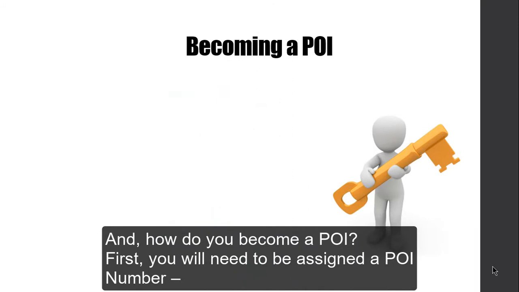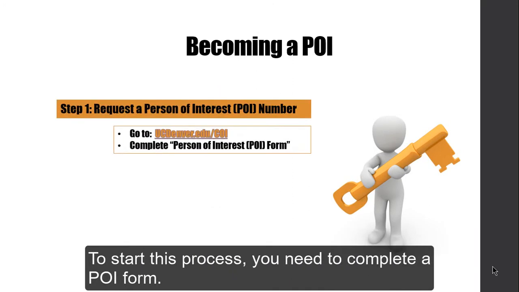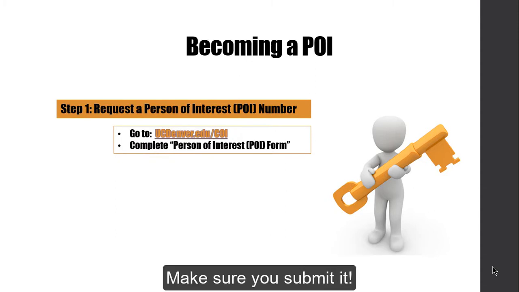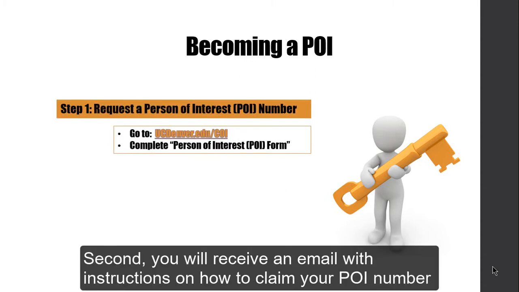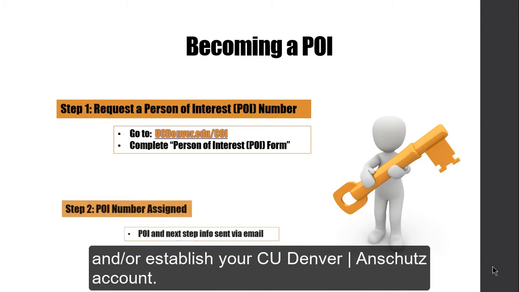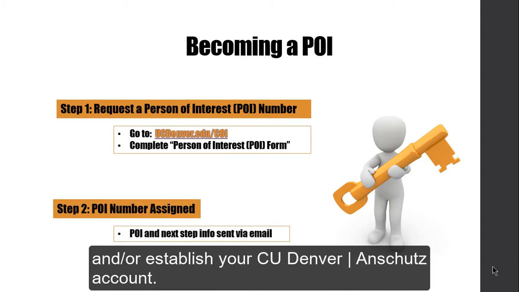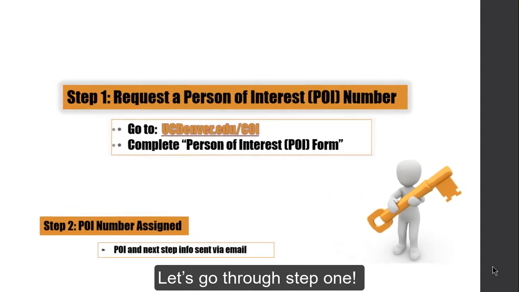And how do you become a POI? Well, first you need to be assigned a POI number. To start this process, you'll complete a POI form and make sure you submit it. Second, you'll receive an email with instructions on how to claim your POI number and or establish your CU Denver Anschutz account. Let's go through step 1.